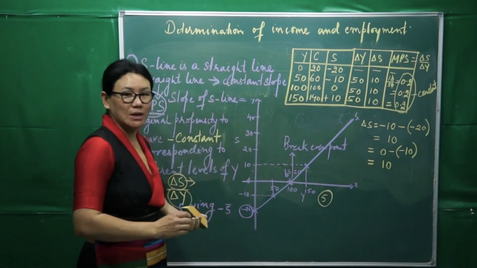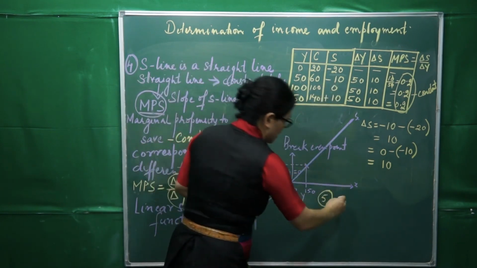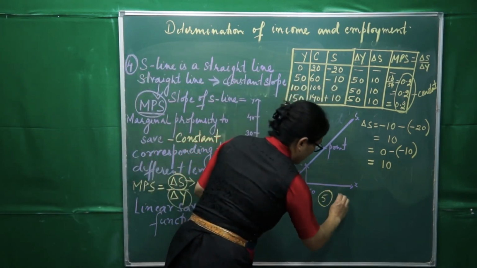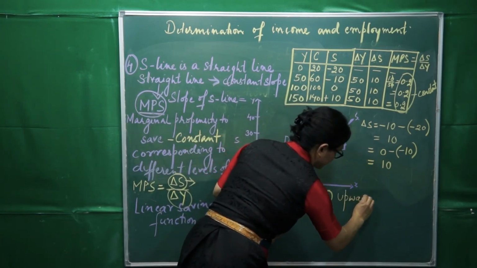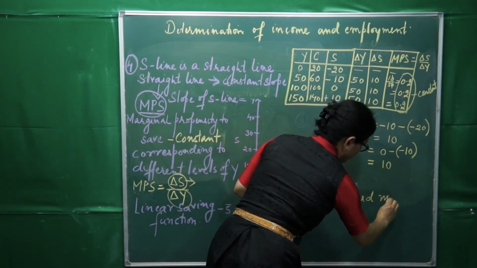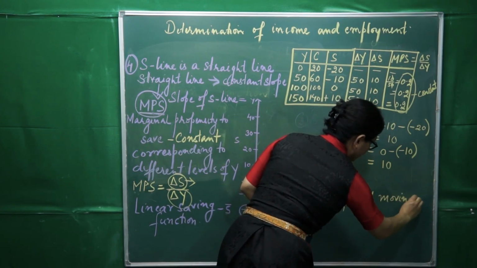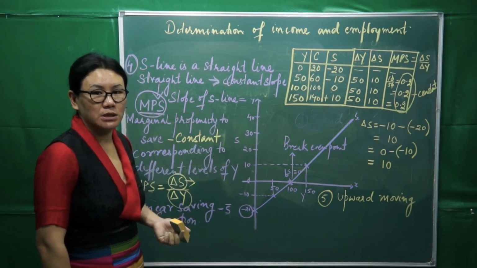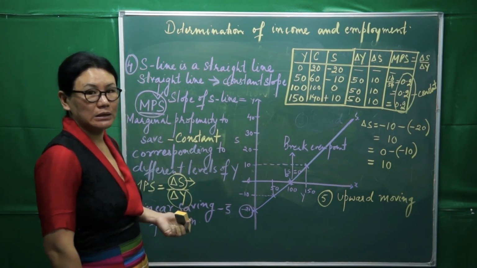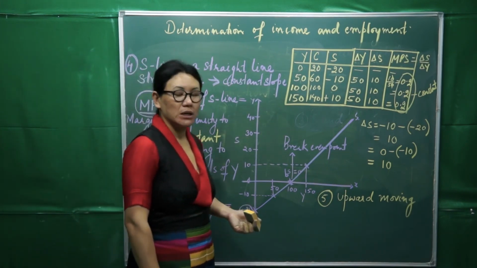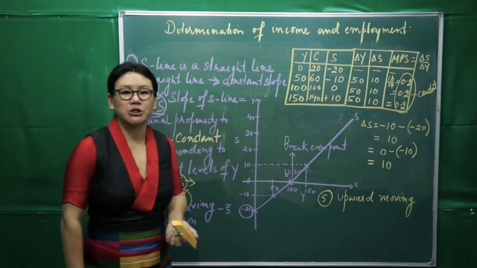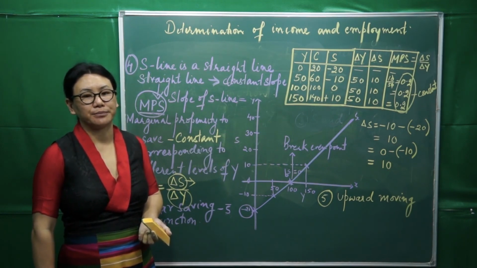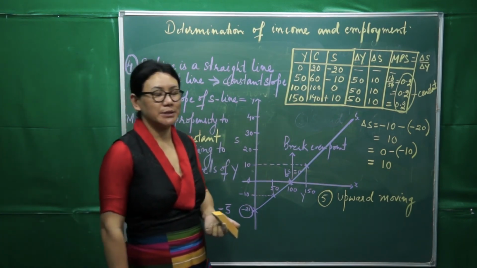Now, fifth one: what is the shape of the saving line here? When we say positive relationship, it is an upward moving straight saving line. And this upward movement shows the relationship, that is the positive relationship, between saving and income.